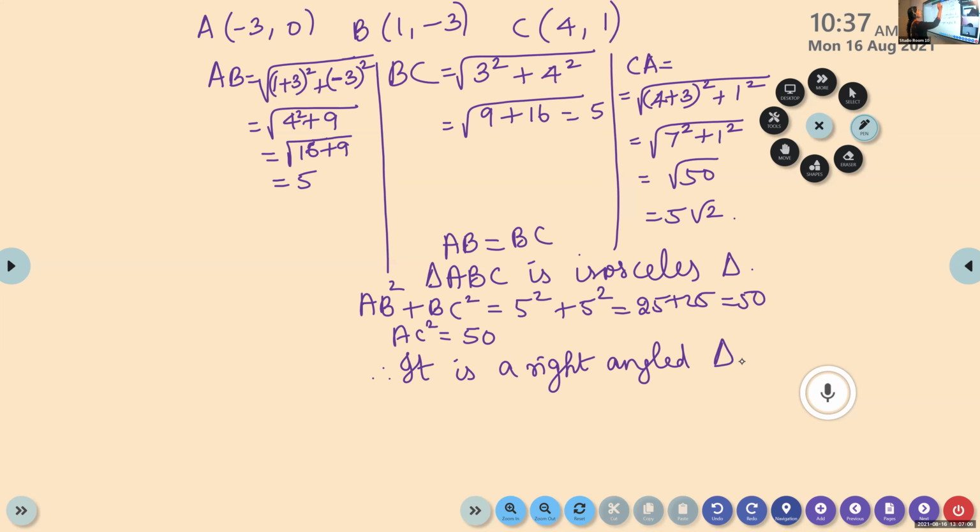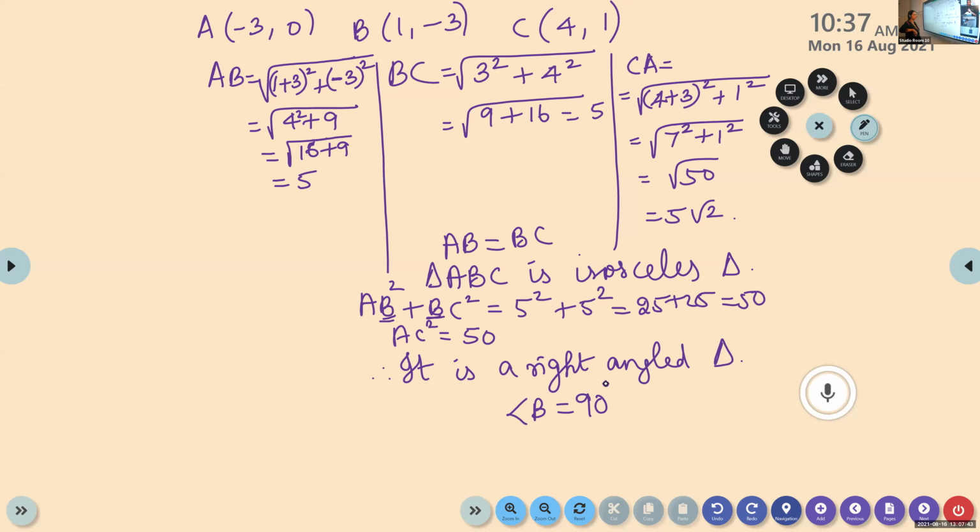Now tell me, which angle will be 90 degrees? Arjun, AB square plus BC square is AC square. So from here, can you tell me where you will get 90? Angle ABC, that is B. Which vertex is common? Yes. Angle B is 90. Here it is not asked, I'm just asking you, but these questions may be asked. AB square plus BC square is AC square means angle B is 90 degrees. Okay, it is a right angle triangle.